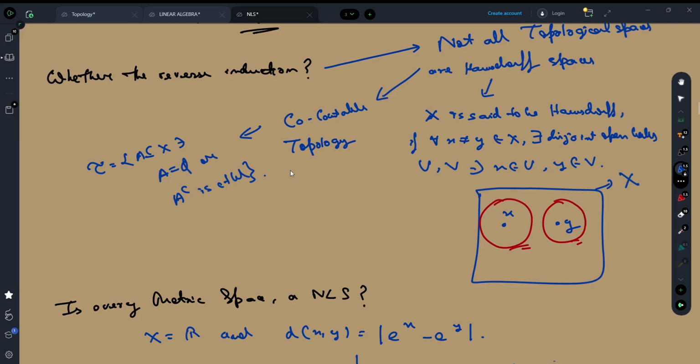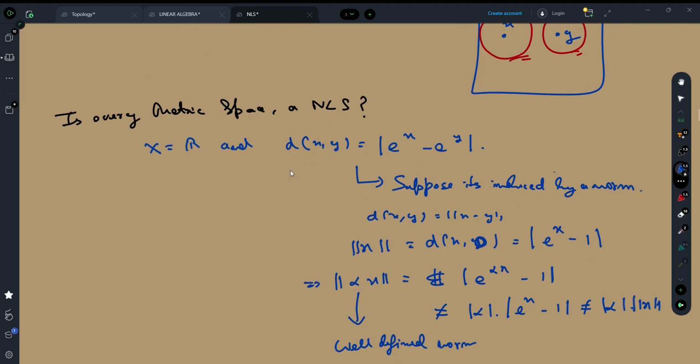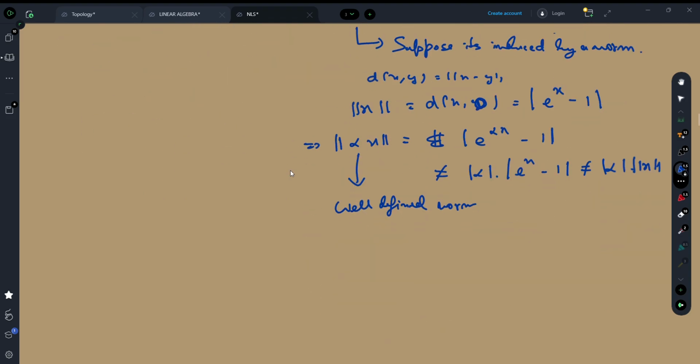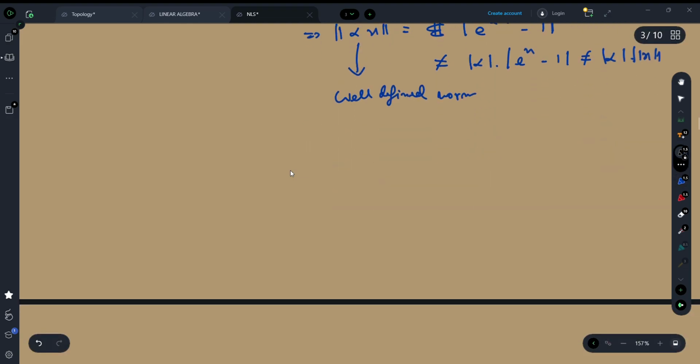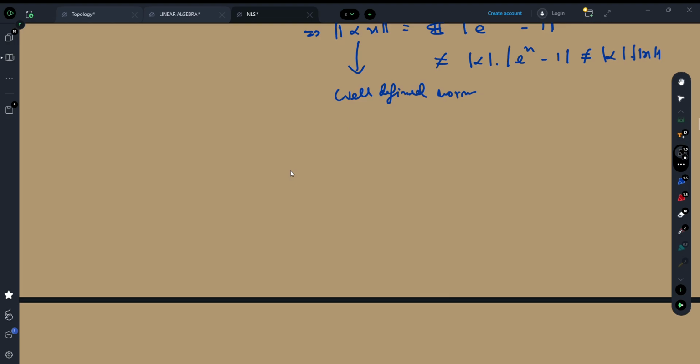So this was all I wanted to discuss in this lecture. Or one more thing, I should just do it here: the norm function is actually continuous. This function on a normed linear space X is continuous.